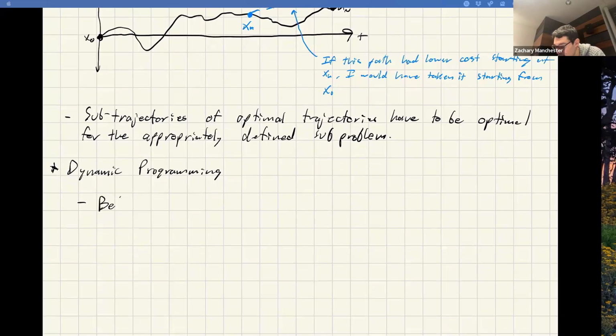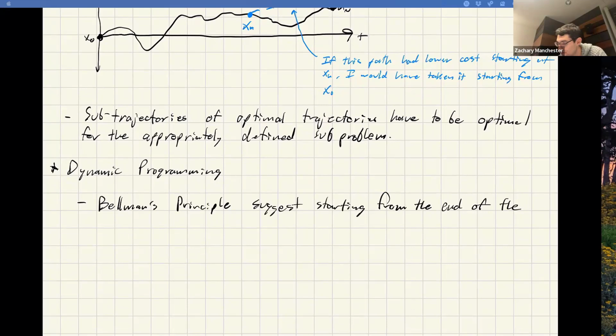So let's write that down. Bellman's principle sort of suggests starting from the end of the trajectory and working backwards. Does that sound familiar?